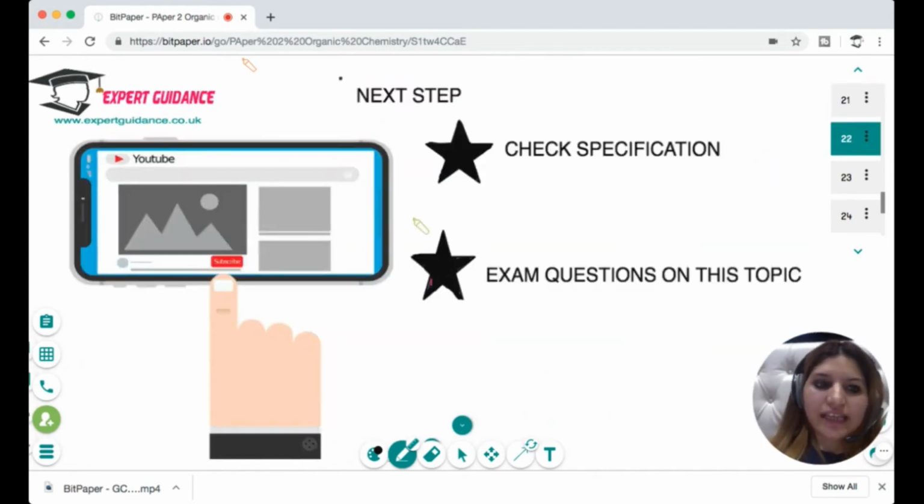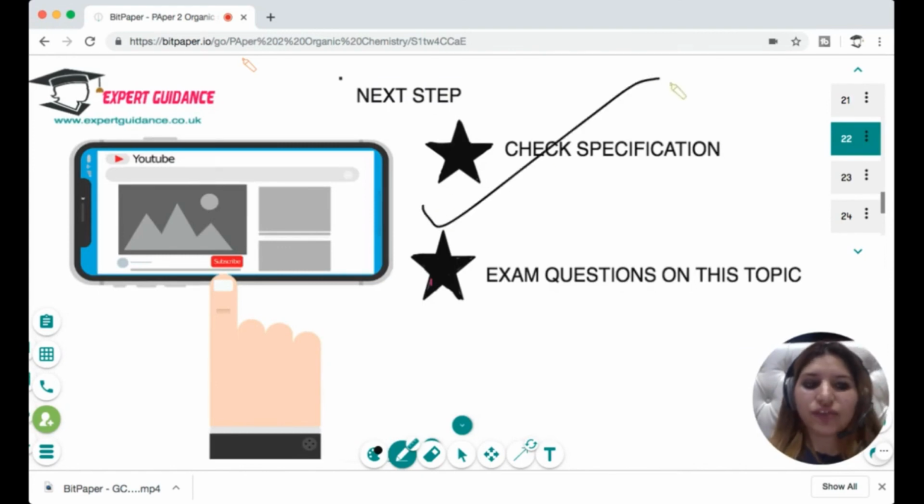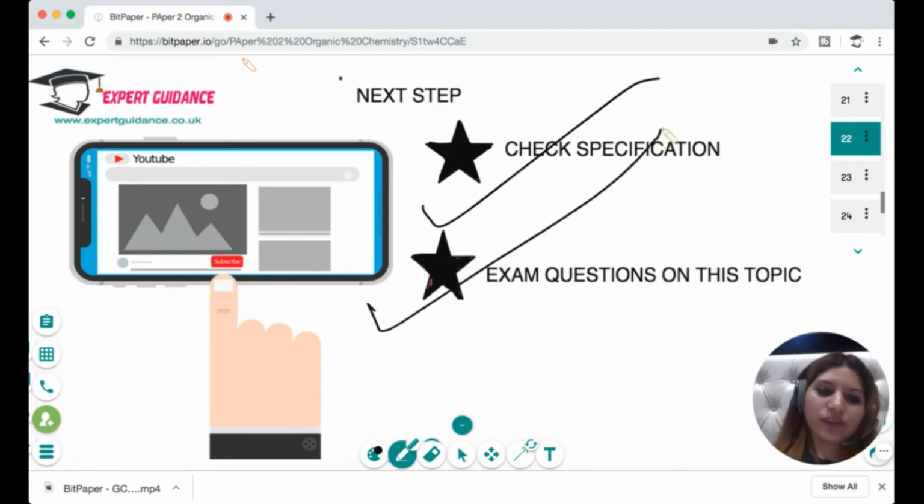So as always, our next step, check the specification, make sure everything which is there in the specification is still clear to you, and do exam questions on this topic.